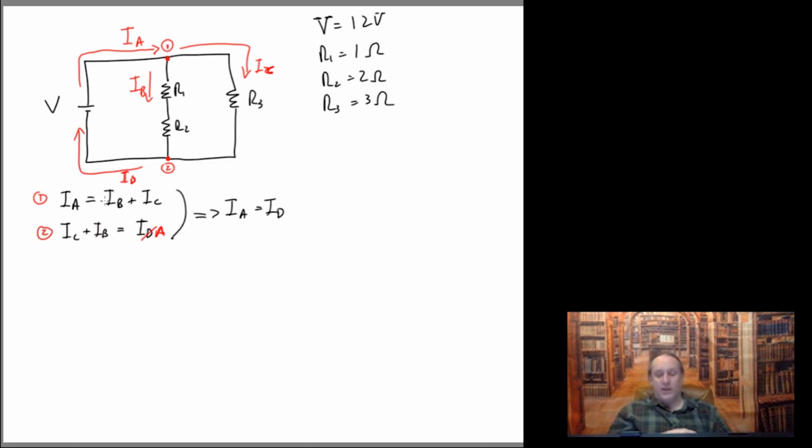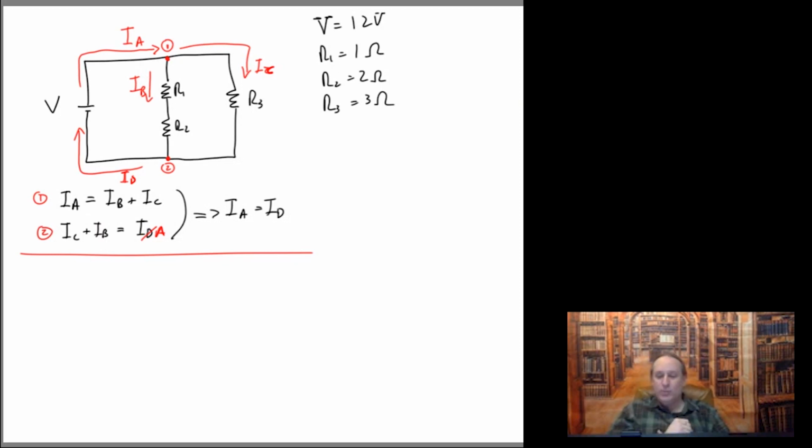Okay, so at any rate, it's not enough. We don't have as many equations with the junctions as we think we do, because they tend to overlap and give us the same information. So we will always need to go to loop equations.